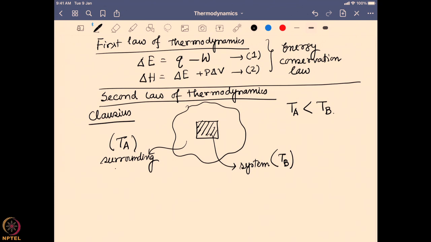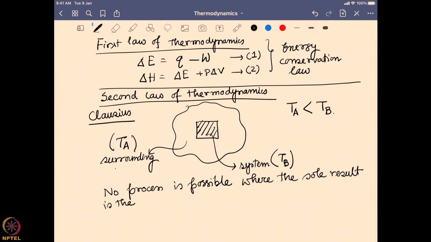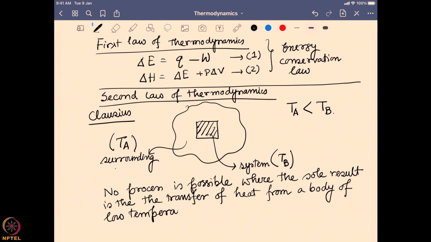The second law of thermodynamics says that no process is possible where the sole result is the transfer of heat from a body of low temperature to a high temperature.